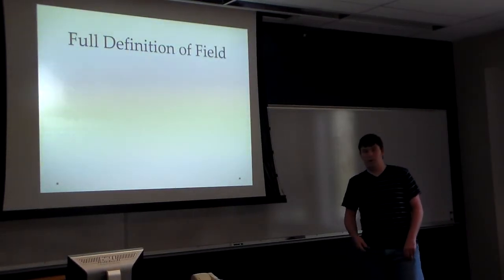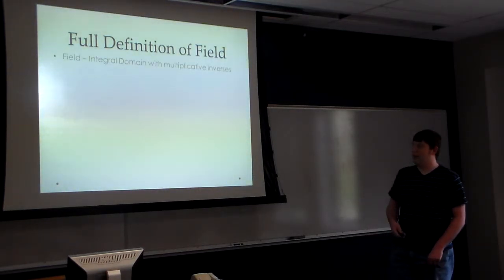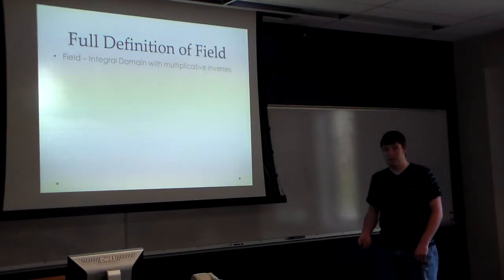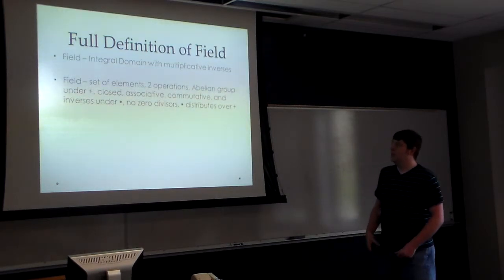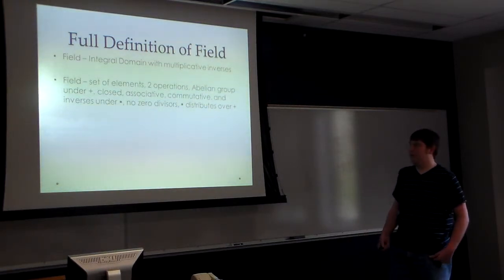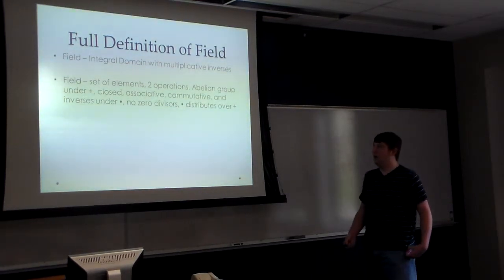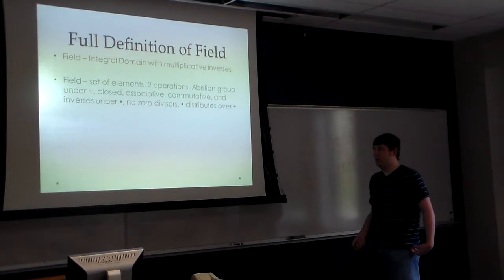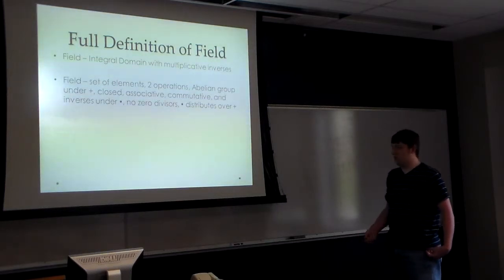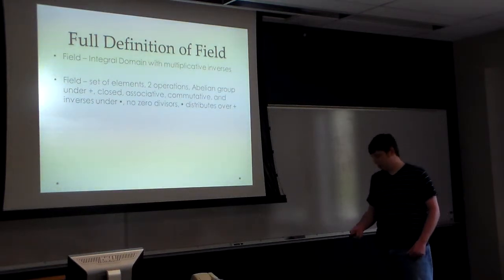Now we're going to look at a more useful definition of a field, because just having an integral domain with multiplicative inverses doesn't really give you a full picture of what we're working with. So we go back through our definitions. An integral domain is a commutative ring is a ring. We take all the elements that we needed for all of that. We have a field is a set of elements with two operations, an abelian group under addition, closed, associative, commutative, and inverses under multiplication, no zero divisors, and multiplication distributes over addition.